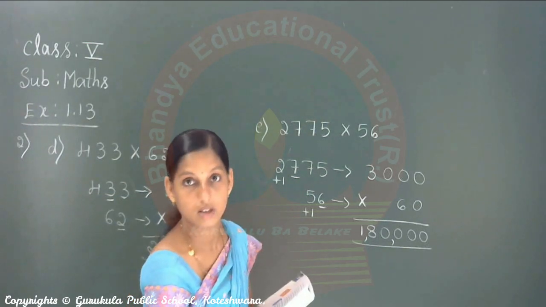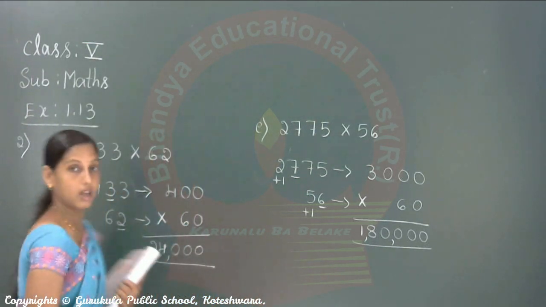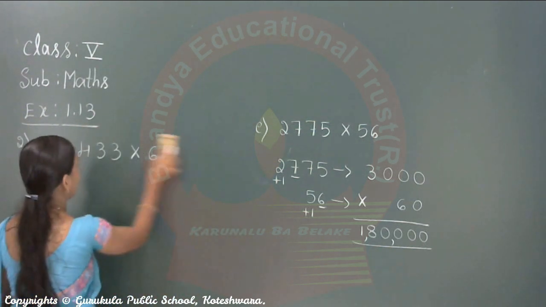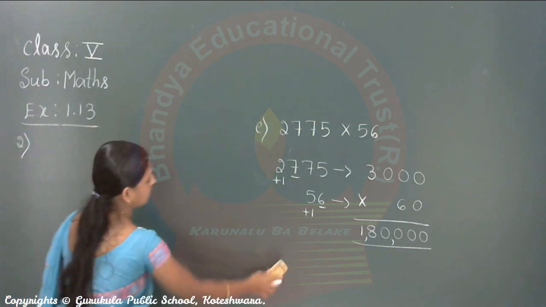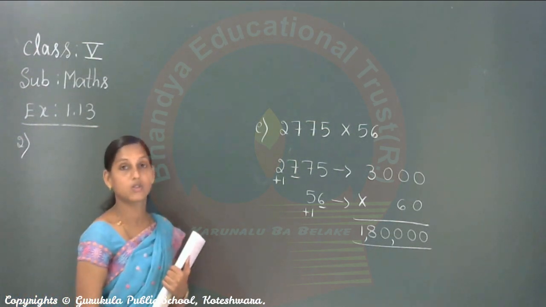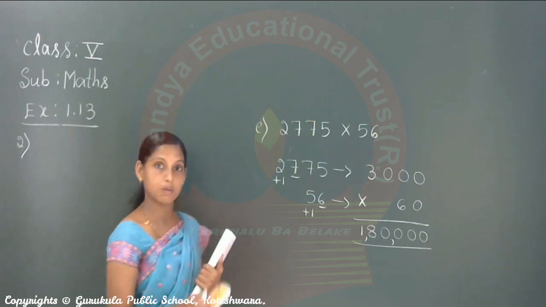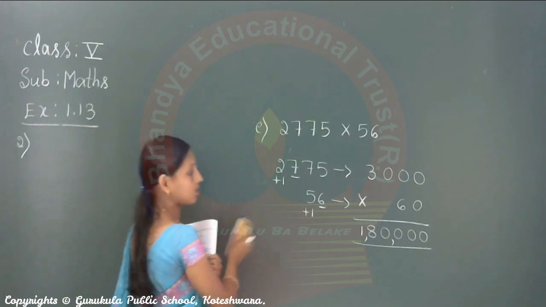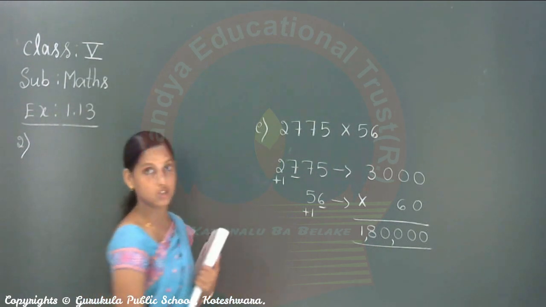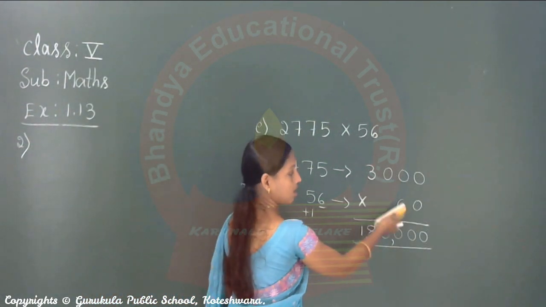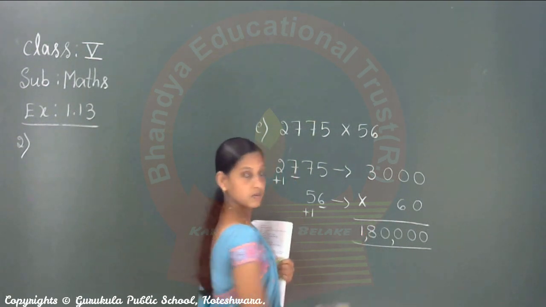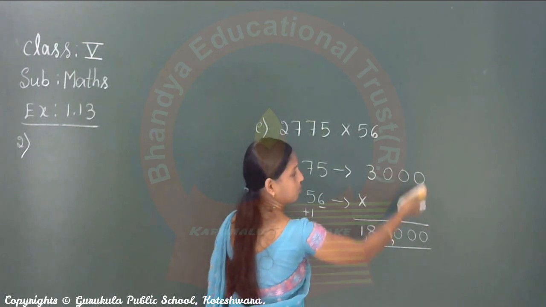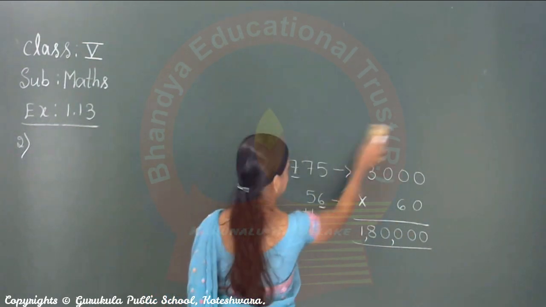I hope you have understood. In addition and subtraction, we look at the smallest place value and round off both the numbers to the smallest place value. But in multiplication and division, we round off the numbers to their maximum place. I hope you have also understood the quick multiplication. Only multiply the numbers first. Then write as many zeros as are in both the numbers.